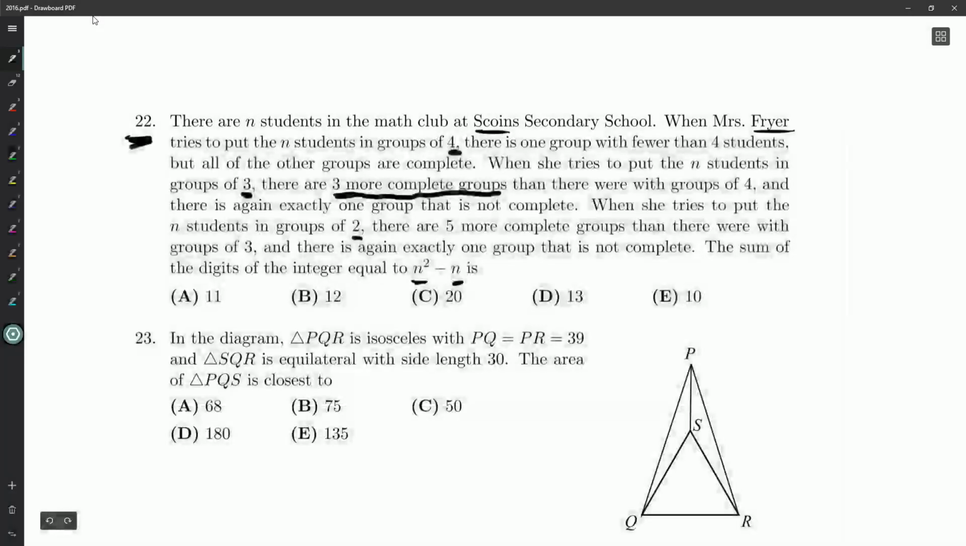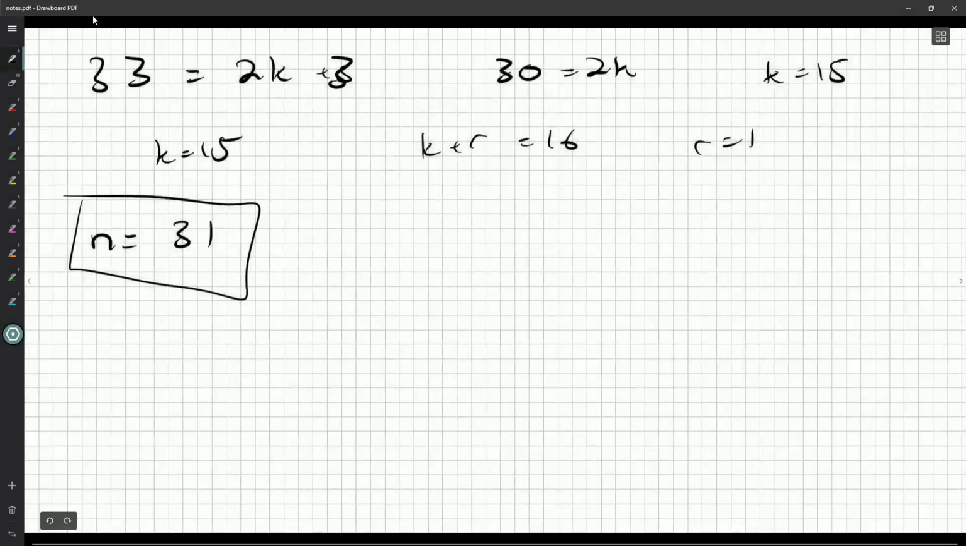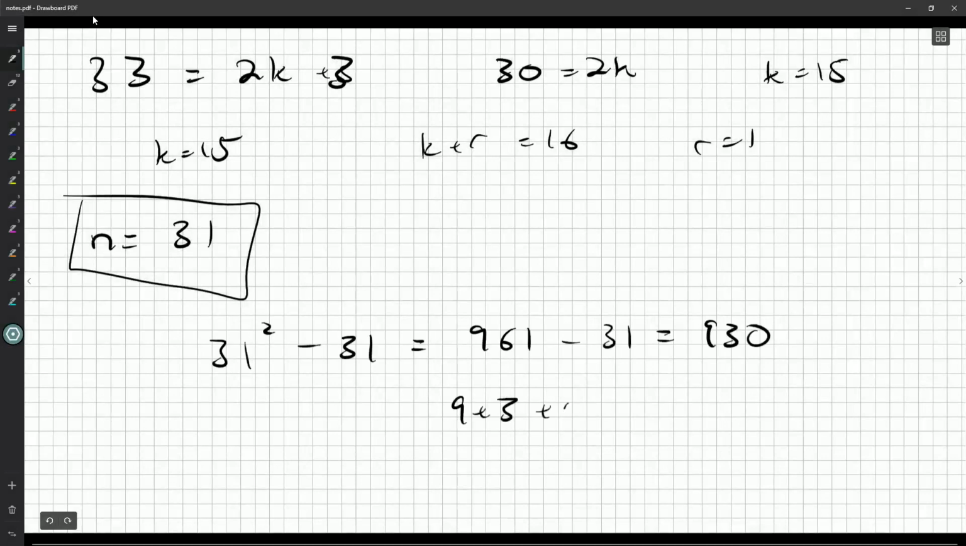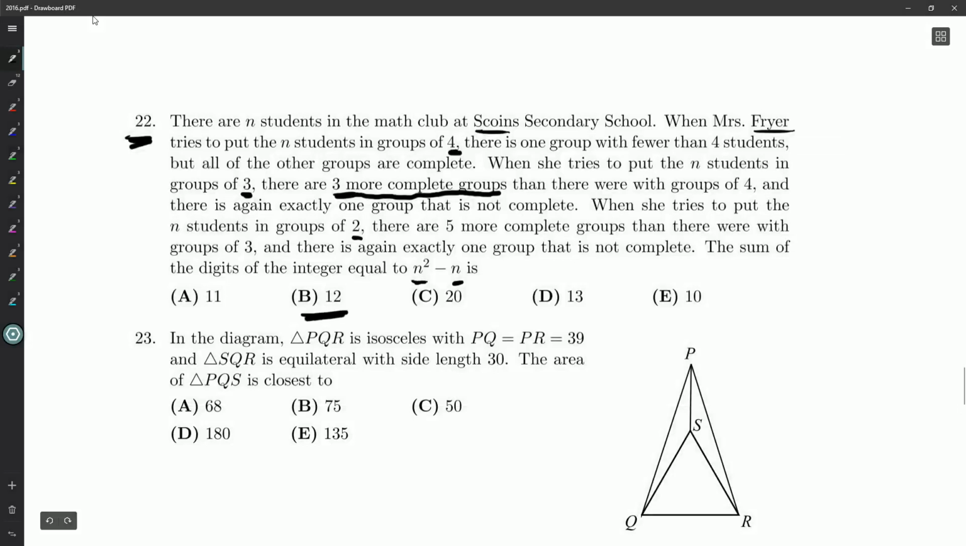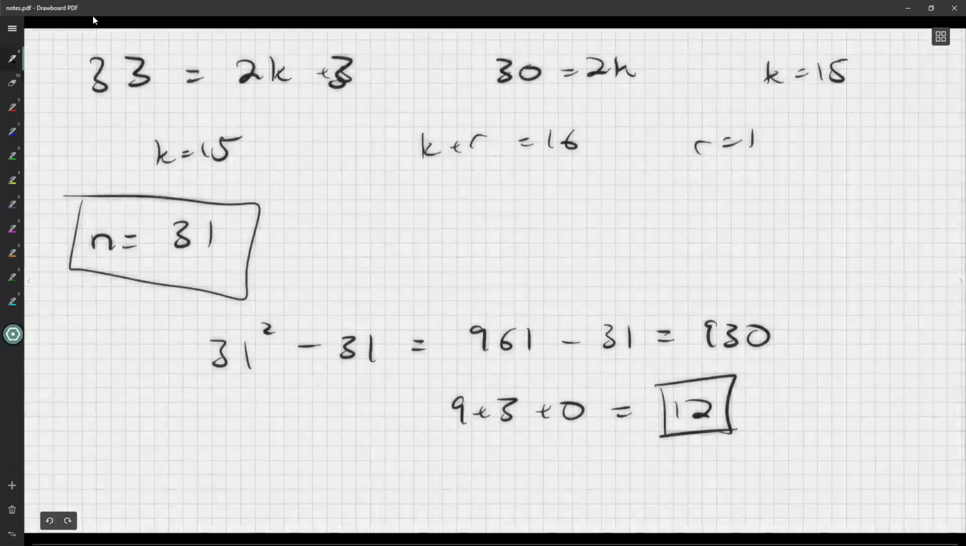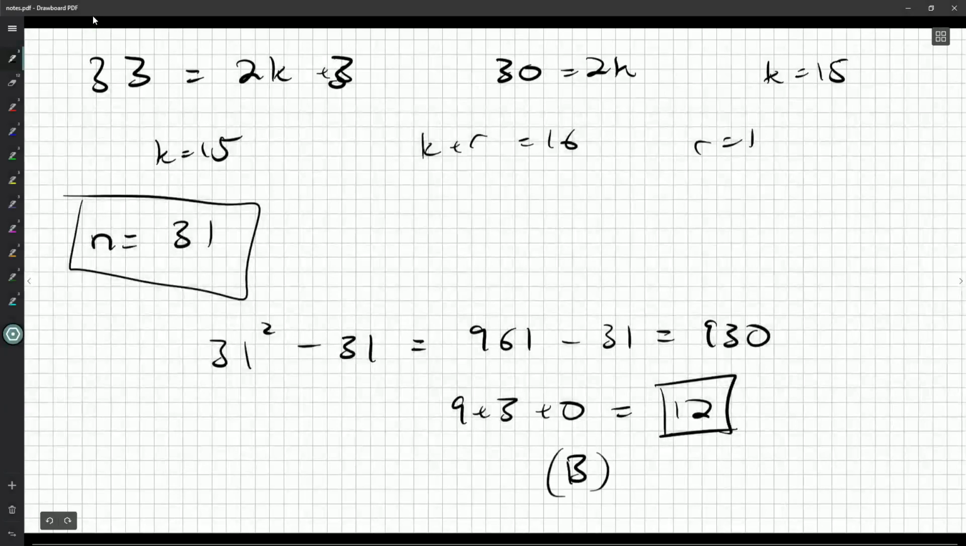We needed the sum of the digits of the integer equal to n squared minus n. So 31 squared minus 31, well, that's 961 minus 31, and that'll be 930. And the sum of the digits, 9 plus 3 plus 0, is 12. Is 12 one of our answers? Absolutely it is. So we bubble in B, and we move right along to question number 23.